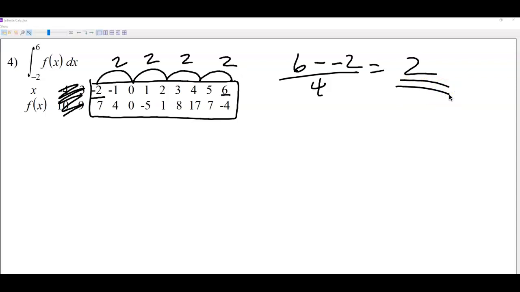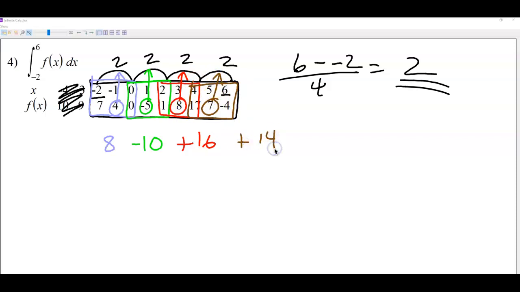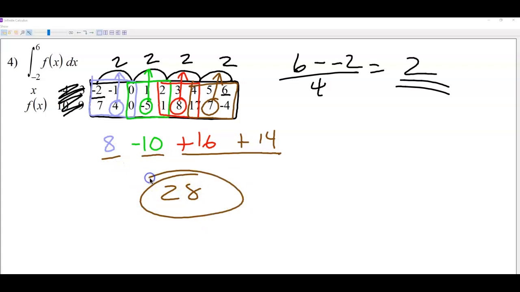Okay. Now, when you're doing a midpoint rectangle, you're going to use the middle height. So if here's my first rectangle, the middle y value is that one. So it's going to be 4 times 2, which is 8. The next one, from 0 to 2, the middle is -5, so -5 times 2 is -10. And then the next one goes from 2 to 4. The middle height there is 8, which gives 16. And then finally the last one, we're going from 4 to 6 with a middle height of 7, which gives us 14. So I know that those make 30. Take away 10 is 20. Plus 8 is 28, our final answer for that one.